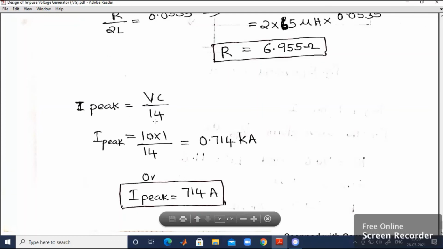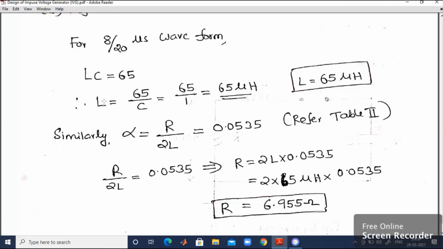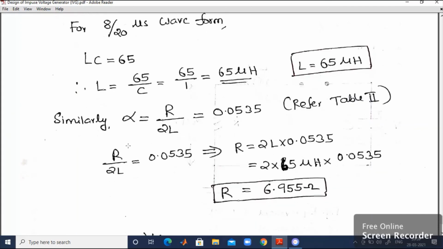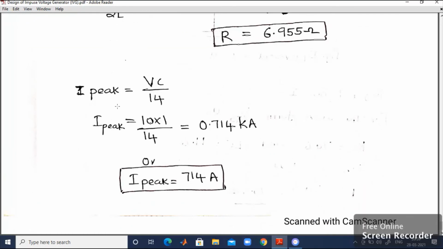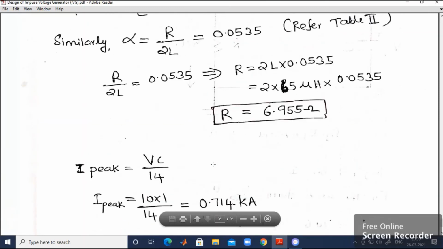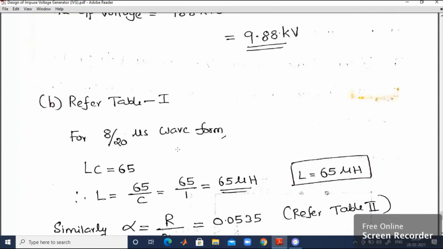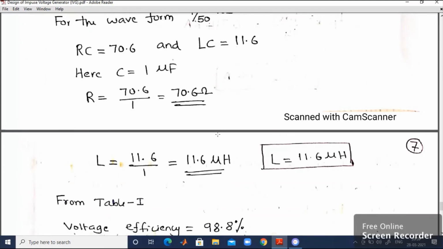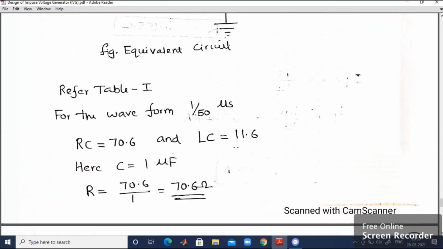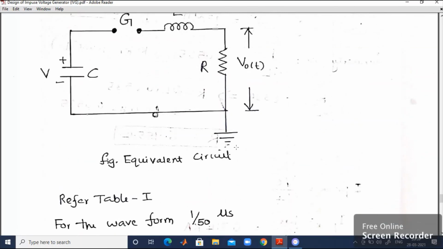So this is another parameter. In the second segment, I have computed the value of L. Later on, I computed the value of R. And finally, I could get the value of charging current. Peak value of charging current is equal to I peak, that is nothing but 714 ampere. This I have got from the particular table 1. I have referred table 1 and table 2 and recalled the standard equation. So in this question, I could get the value of R, how to compute the value of L, how to compute the value of I peak. Hope the design procedure is very clear to you.